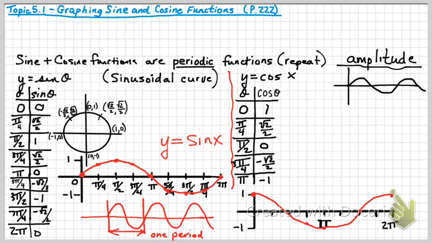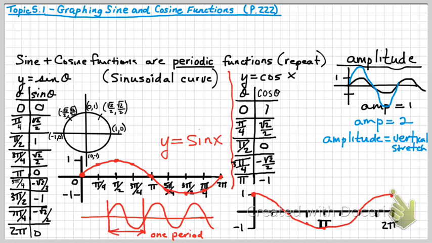Something called the amplitude. When we look at the graph, if it goes from -1 to +1, the amplitude is said to be 1. That's why it's y is equal to 1 times the sine of x, or y is equal to 1 times the cosine of x. If I drew the graph with an amplitude of 2, it would go up to +2 and down to -2. It would have twice the amplitude.